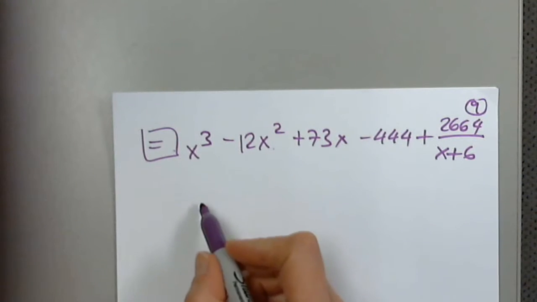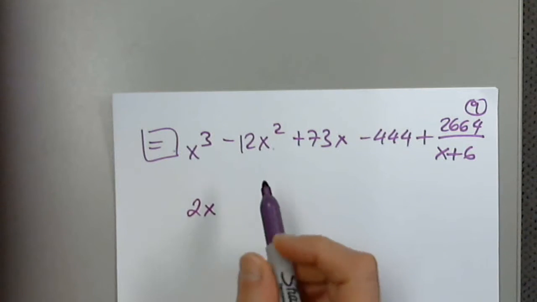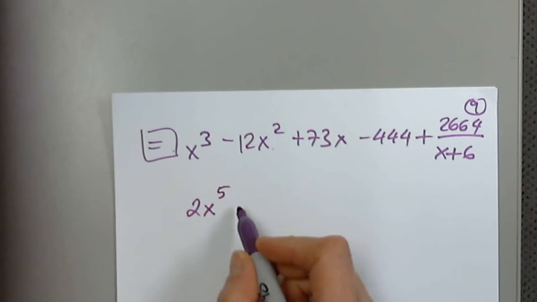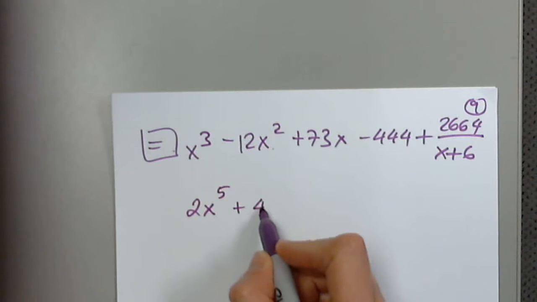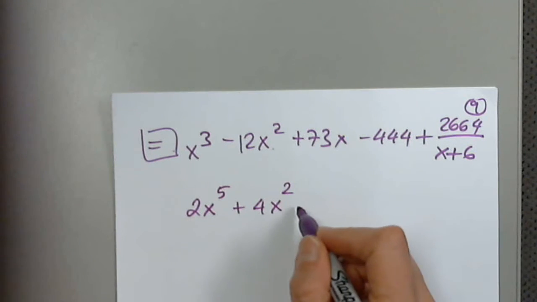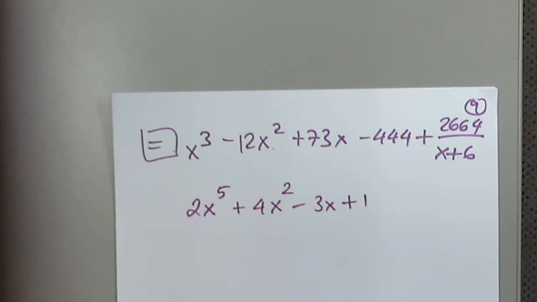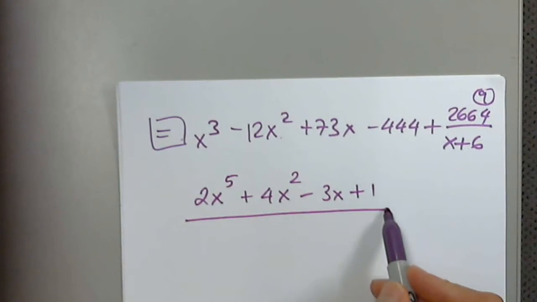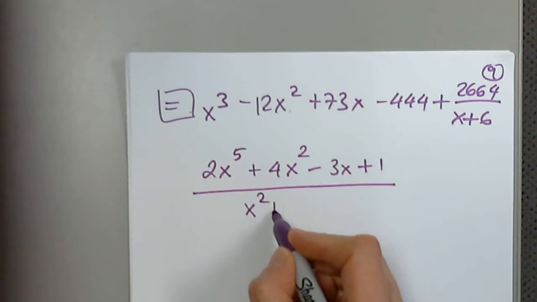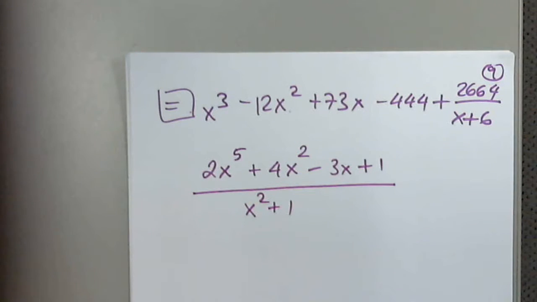Okay, I'll make it up. So 2x to the 5th plus 4x squared minus 3x plus 1, and I divide everything by x squared plus 1. Although we said long division, I still would like to ask whether I could use synthetic division on this. Nope. No, because the denominator is not degree 1.